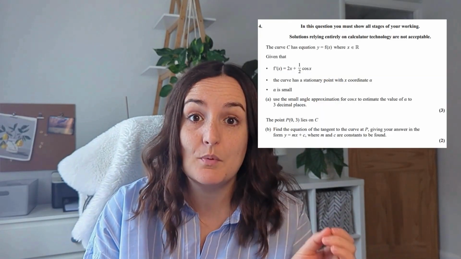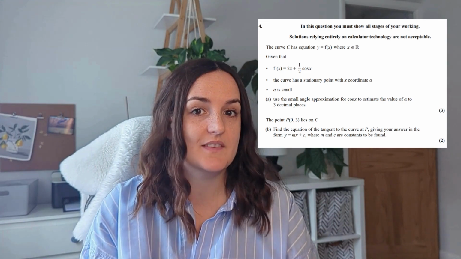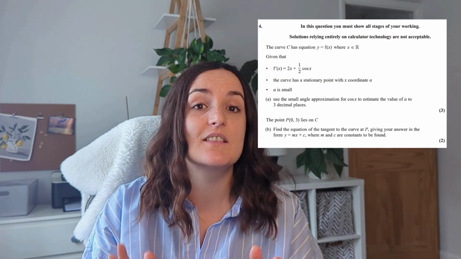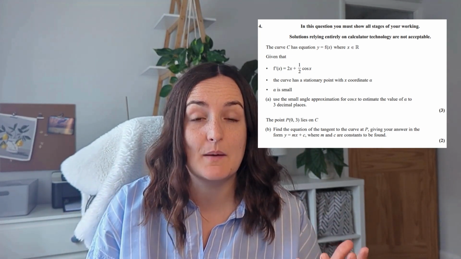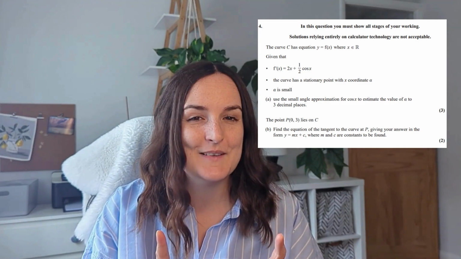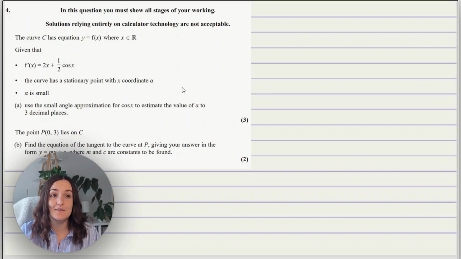Now, today's question is a pretty simple one. The examiner's report said that it was accessible to many students. However, a lot of students still made really silly errors that cost them valuable marks in the exam where they should have got them. I found the 3 main places where you could be slipping up, so let's make sure you get the full grade. Let's go.